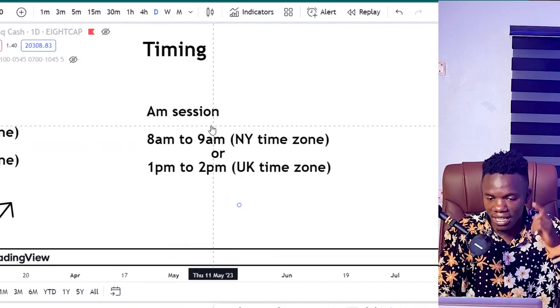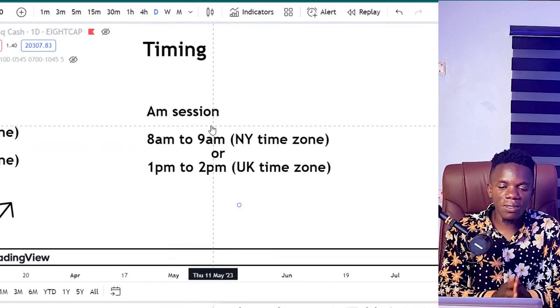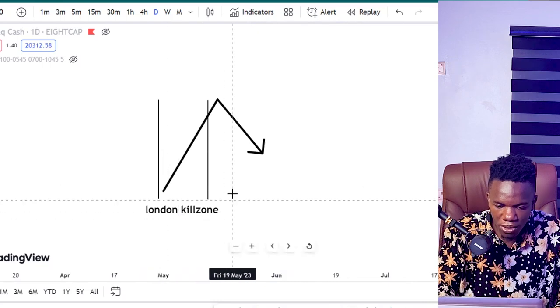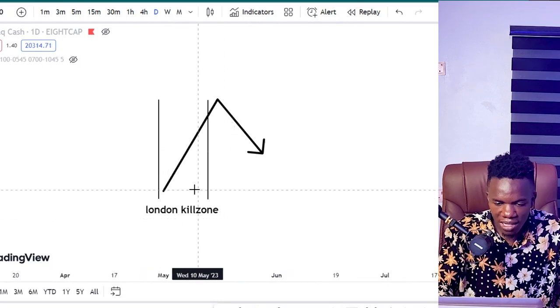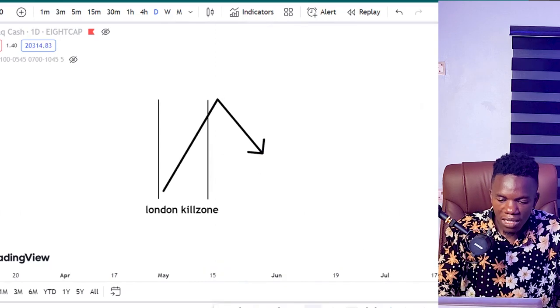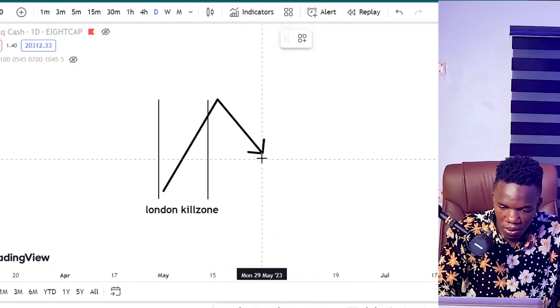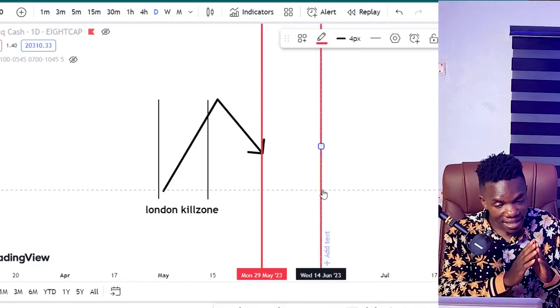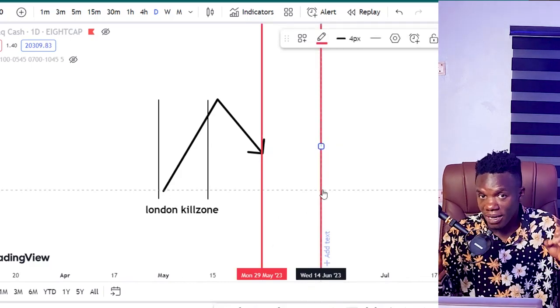If I want to trade this AM session, definitely before price gets to this 8 a.m. to 9 a.m., everything about the London key zone has completed. Let's assume this is the price action from the London key zone to the upside. Then we are getting ready to engage the New York key zone. That New York key zone is from 8 a.m. to 9 a.m., where I want to look for my setup.